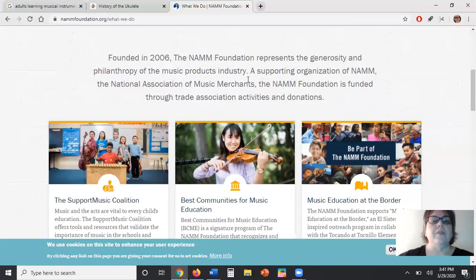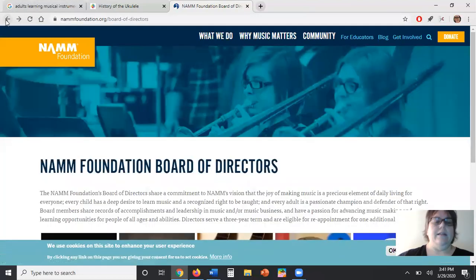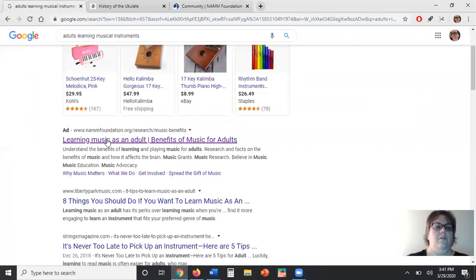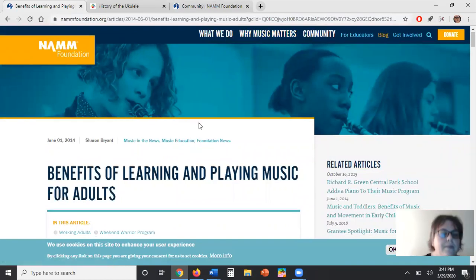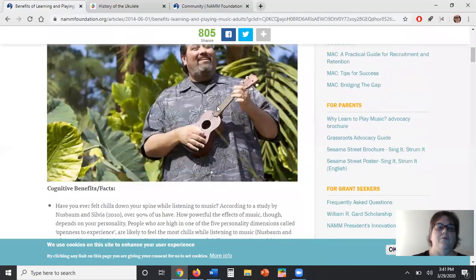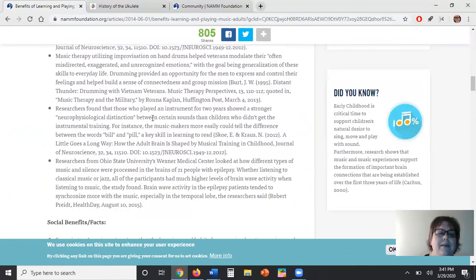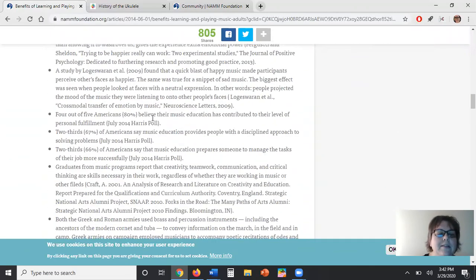So you've got an organization that is connected to a charitable organization that is connected to an organization that makes money. Here we go. So this is an article about the benefits of learning and playing music for adults. And it's researched. I see that right here. You've got all kinds of research, cognitive benefits, in bullet point form, which is okay, social benefits and facts. And all of this is cited.